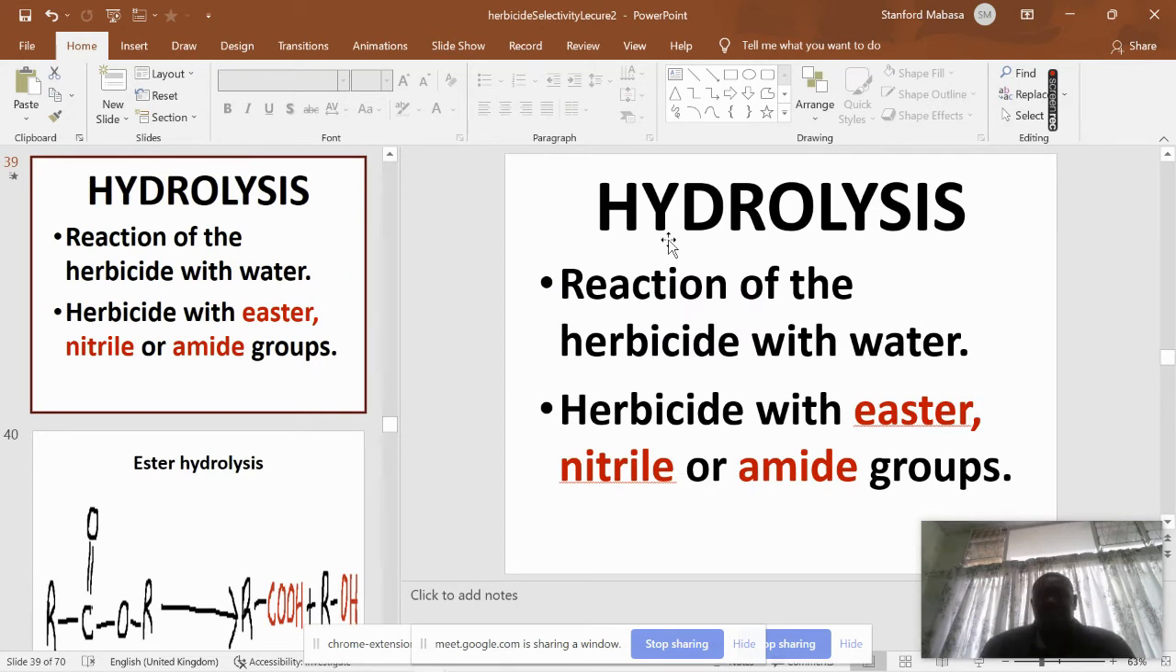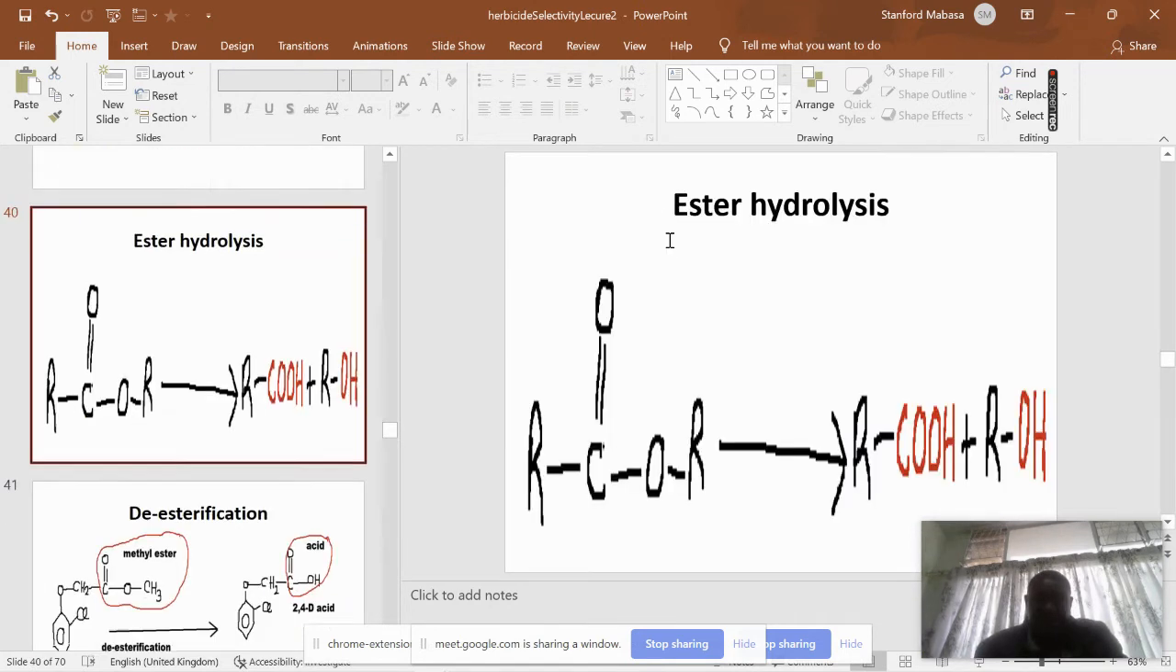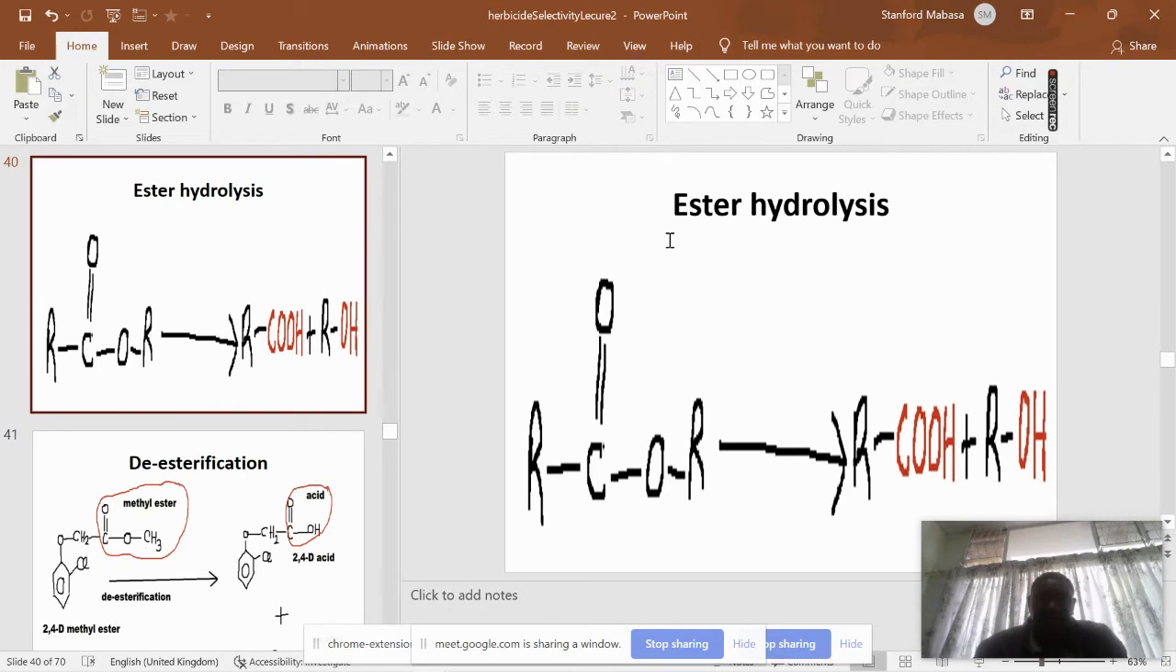Hydrolysis, this is the reaction of the herbicide with water. Herbicides with ester, nitrile, or amide groups can undergo hydrolysis. Right, we have got ester hydrolysis. Here where we have C, we put oxygen here, oxygen there, and R there. We can split it to an acid and an alcohol, which is ROH.